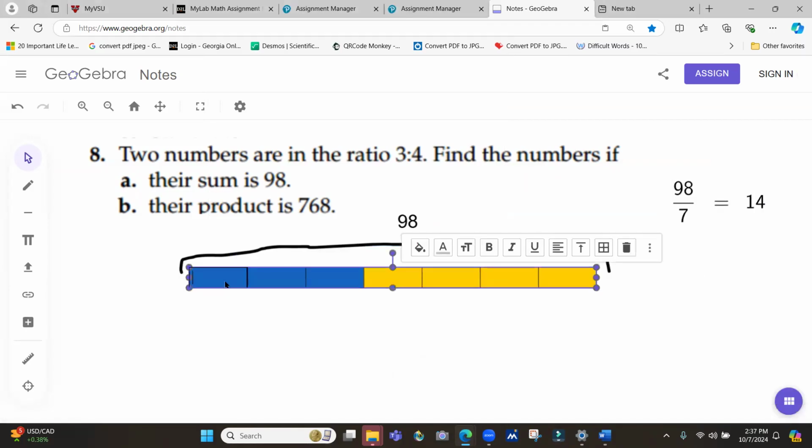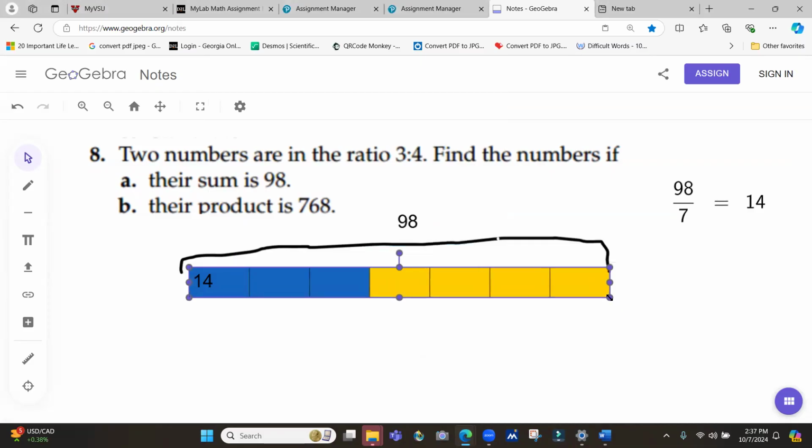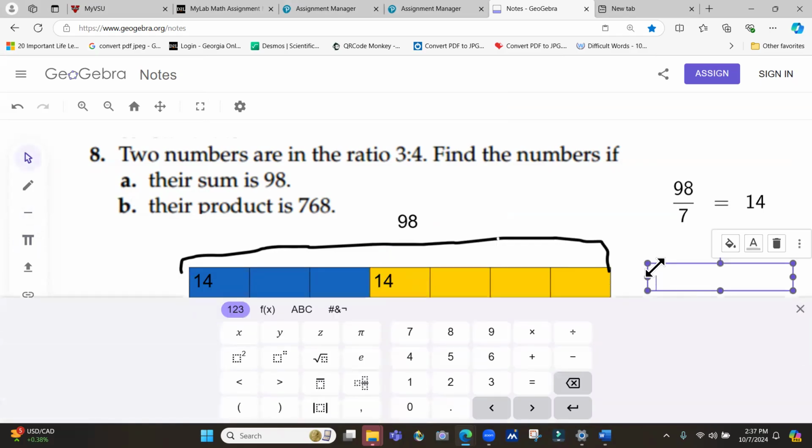So the first number is going to be, I'm not going to write a bunch of 14s, it's going to be 14 times 3. And the second number is going to be 14 times 4. So my numbers are 14 times 3, which is 42, and 14 times 4, which is 56.